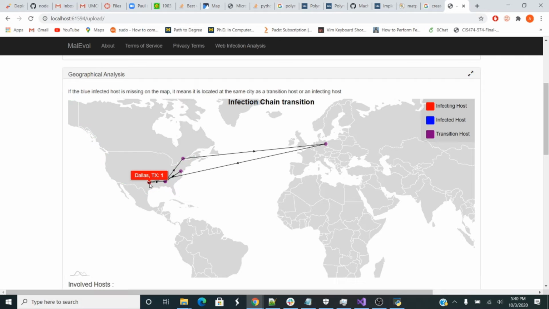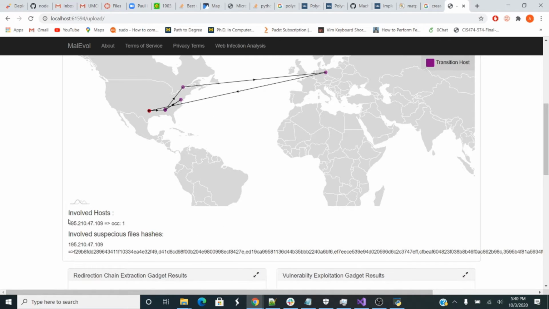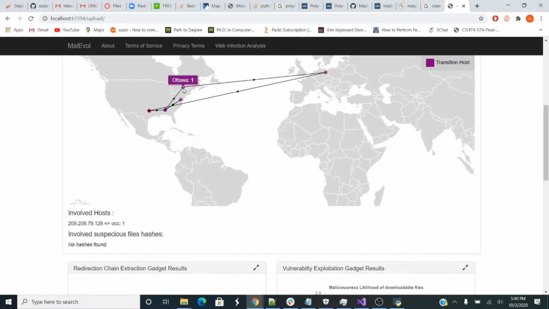So you can click on the infecting host and you get more information about the IP address and the involved suspicious files, hash values. Also by clicking on transition hosts, you can get their IP addresses. And of course, by hovering, you can see the name of the city that that host is located in.